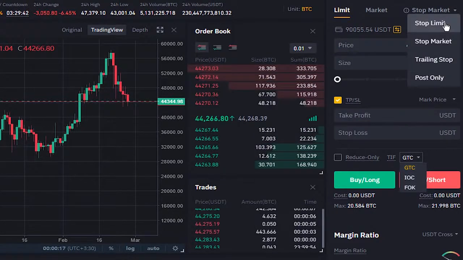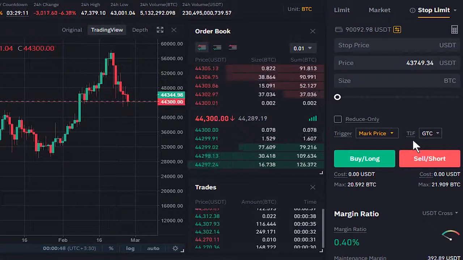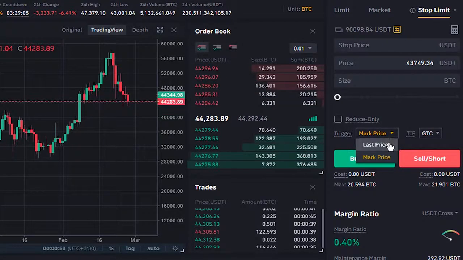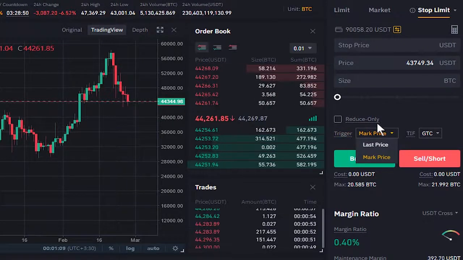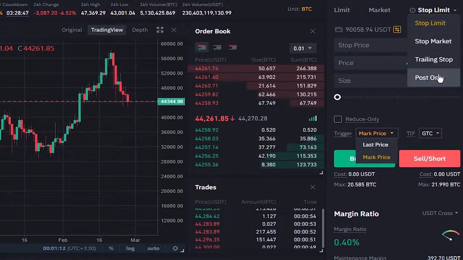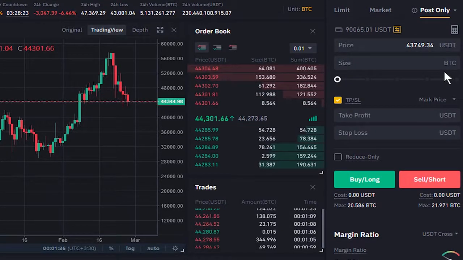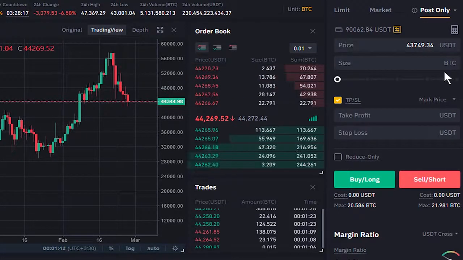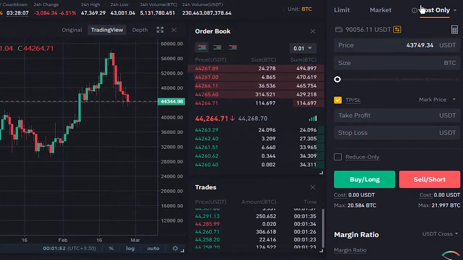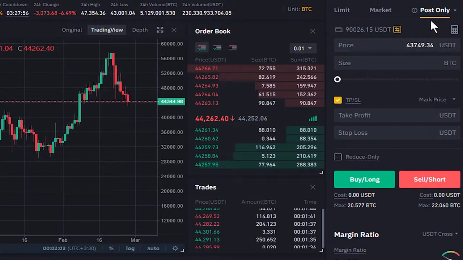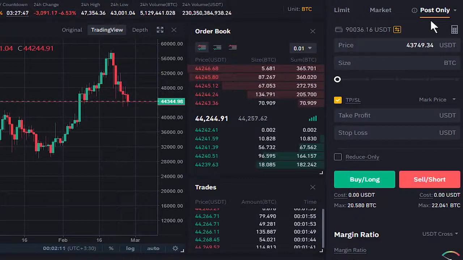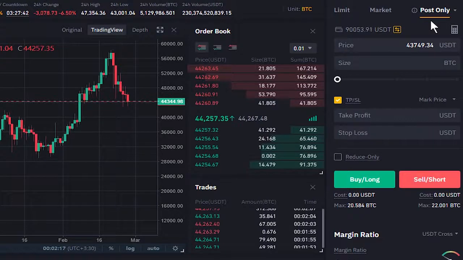And for stop limit order, besides TIF, here we can set a mark price or last price for the trigger, the stop price. We have another kind of order which is called post only. It's like limit order, but there is a difference. When you place a limit order, your order can be executed against an existing order before entering the order book. But when you place a post-only order, your order will always be added to the order book first, and then it will be executed against an existing order. By doing this, you only pay maker fees, which are lower than taker fees, and it can have benefits for you.